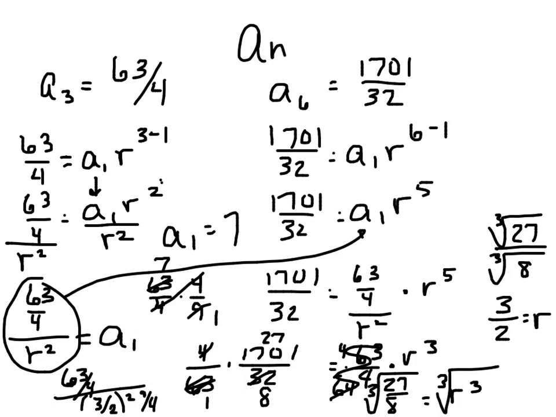So my final answer is 7. And then my ratio was 3/2 and minus 1. And then once I have that, I can find out whatever I needed to. These are kind of messy because of the fact that you're going to have fractions in here. You just got to take your time and work slow.